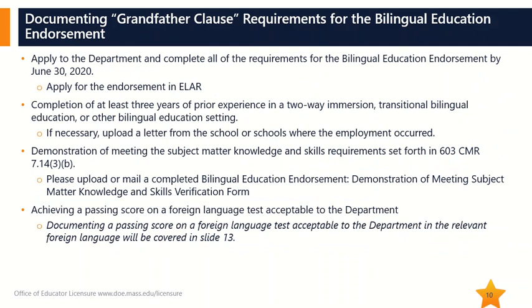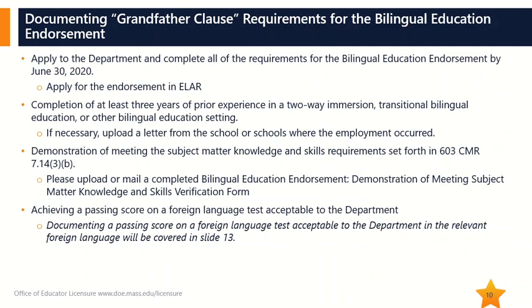Individuals who gained all of the required 3 years of employment in a school setting or district in which they demonstrated the required subject matter knowledge and skills should use the demonstration of meeting subject matter knowledge and skills verification form to document employment and compliance with the grandfather clause requirements.